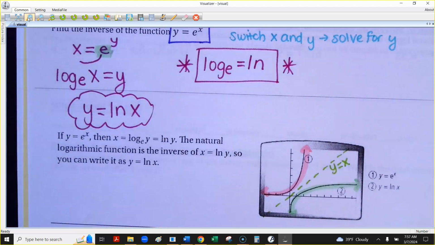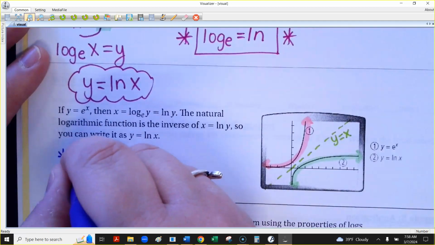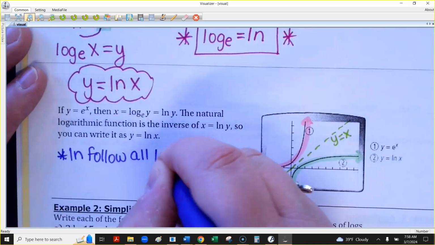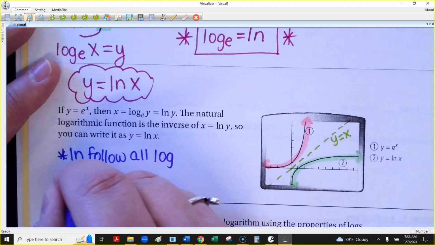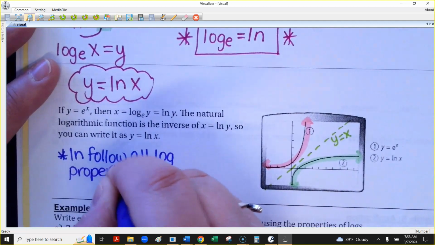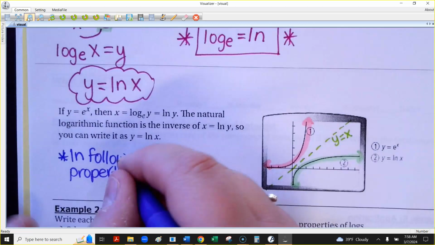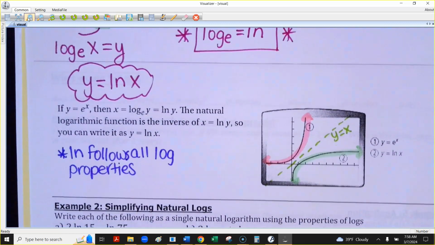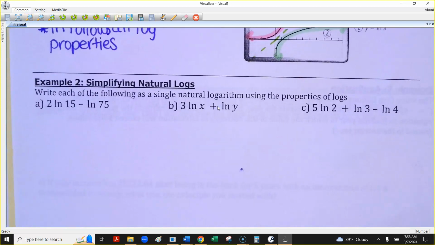Okay, now I'm going to write one more little note before we try some problems here. Natural log, I'm going to write ln, it is a log. It's just a special case of a log, so it follows all the log properties we've talked about. It follows the quotient, the power, and the product properties. So we're just going to use that today a little bit and simplify. Just like a regular log, it's just a special case.